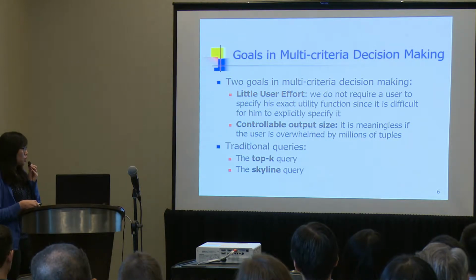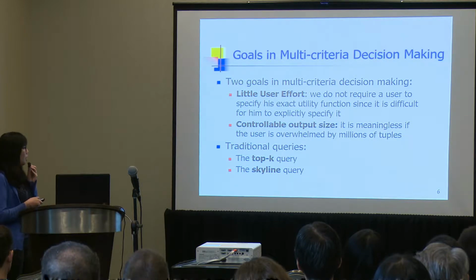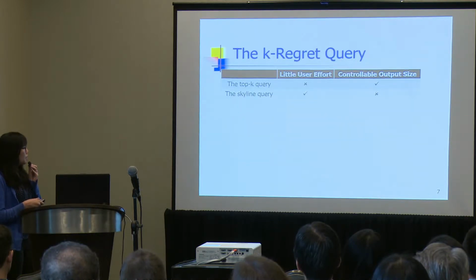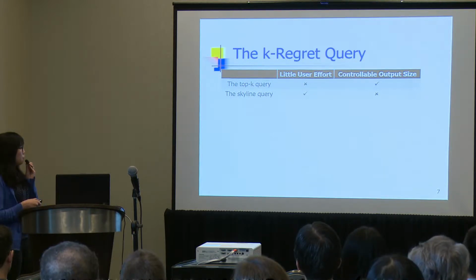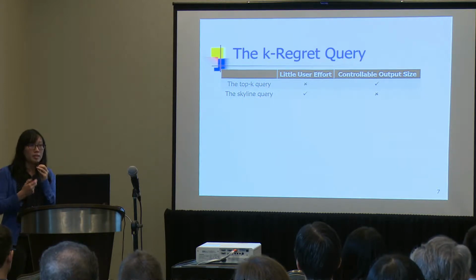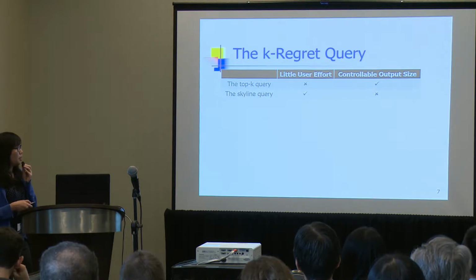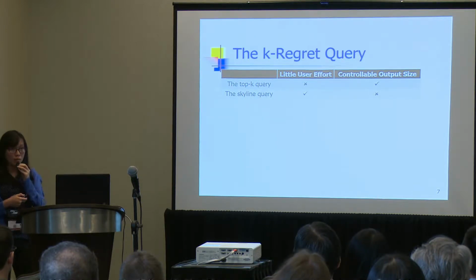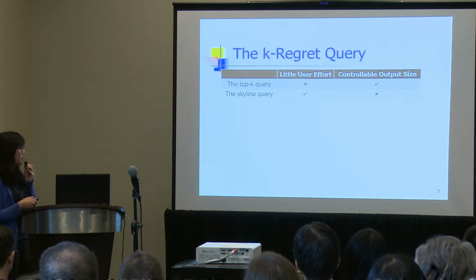Some traditional queries were proposed towards multi-criteria decision-making. They are the top-K query and the skyline query. However, these two representative queries cannot satisfy our two goals simultaneously. For example, in the top-K query, the user is required to provide the exact utility function to the database system, which requires a lot of user effort. As for the skyline query, it does not have a controllable output size. In the worst case, all tuples in the database can be returned in the skyline query.